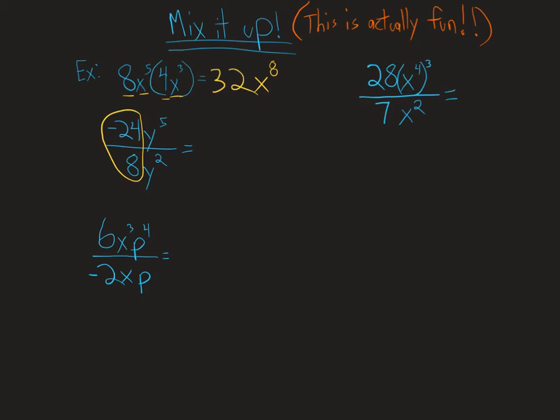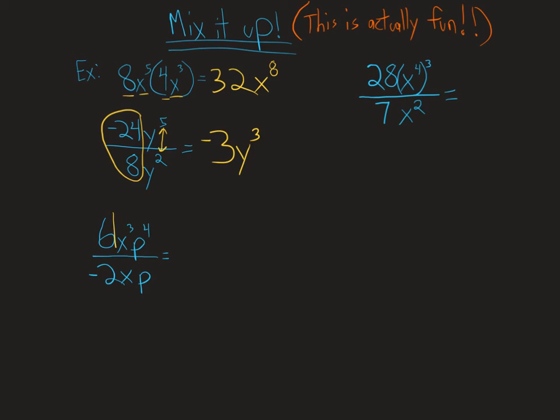Next one. I'll work on this piece first. 24 divided by 8 is 3. Single negative, because you've got your integers going on there, goes to the answer. And now I'll work out my y's. That's just a subtraction. 5 y's divided by those 2. 2 of them are going to cancel, leaving the remaining 3 y's.